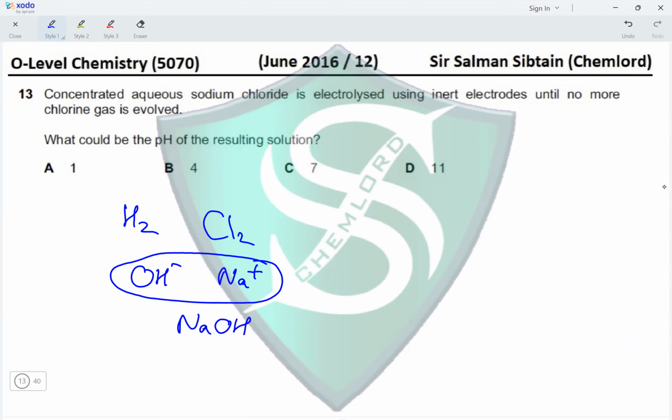Okay, what could be the pH of the resulting solution? So NaOH is a strong base. So the options are 1, which is acidic, 4, which is weakly acidic, 7, which is neutral, and 11, which is basic. So since 11 is the only pH available for a base, option D is the correct option for this question.